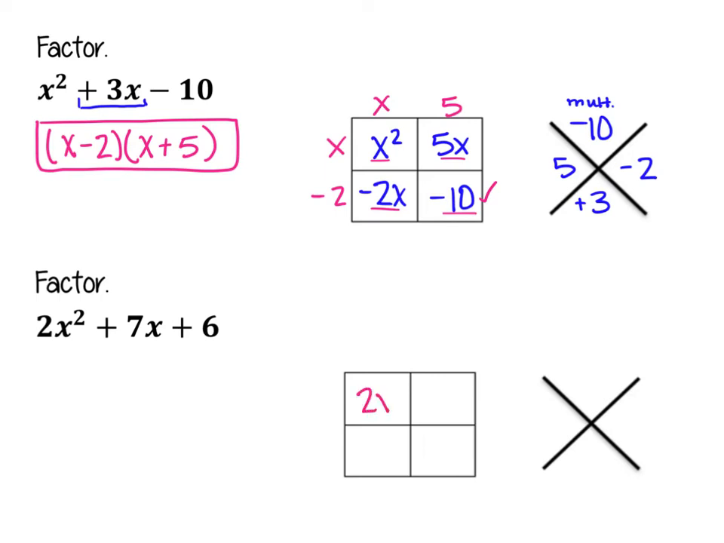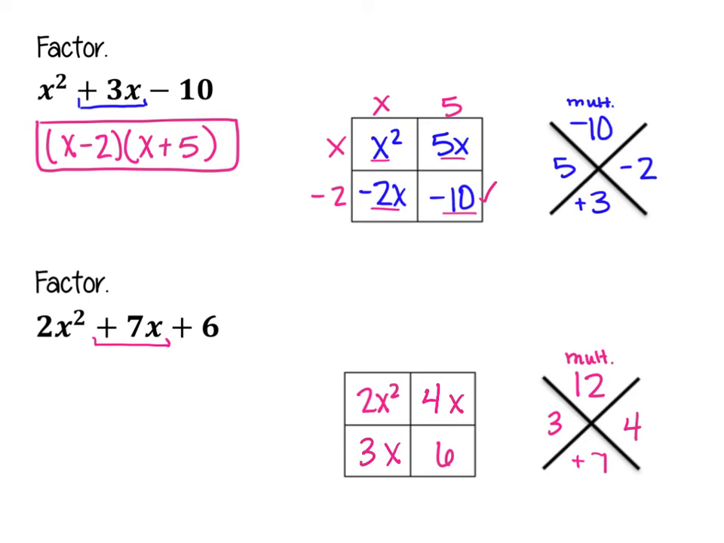If I put my first term inside my first box and my last term in my last box, I know that diagonal multiplies to 12. So I need something that multiplies to 12 but adds up to this middle term, which is +7. So I need this diagonal to add up to +7x, which means in order to add up to 7x, they must both have an x. And the two numbers that multiply to 12 but add to 7 are 3 and 4. Again, it doesn't matter which one you put where.